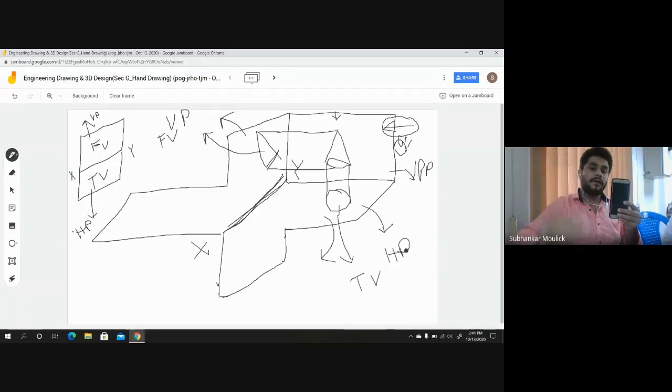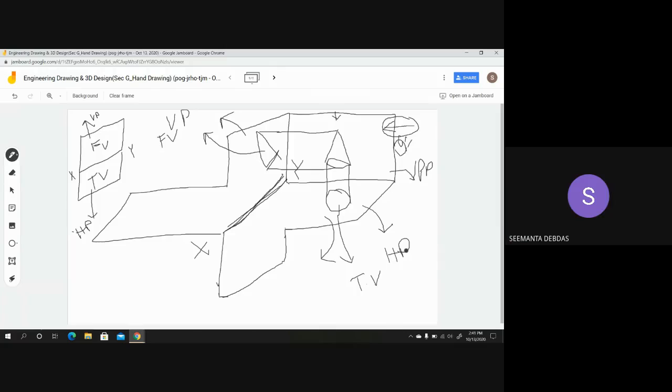And you can see from the diagram that all the three planes are at an angle of 90 degree to each other. HP is making an angle 90 degree with VP. VP is making an angle 90 degree with PP, and so on. Yes or no?